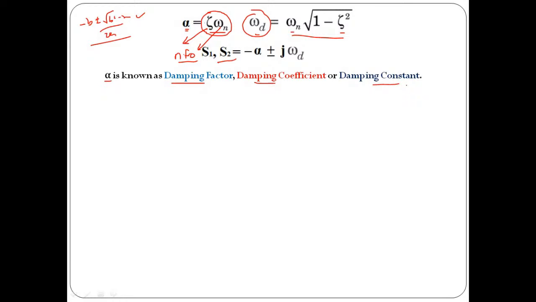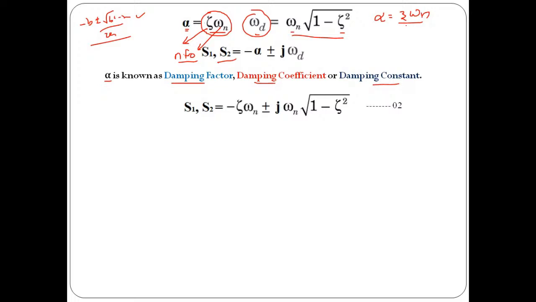So in GATE, it may be possible that you have a question like, what is the damping coefficient of the system, or what is the damping constant of this system? You need to calculate the value of alpha, which is simply the product of zeta and omega n. If you know the transfer function for a second order control system, compare that with the standard form, find the value of zeta, find the value of omega n, multiply them, and you will get the value of alpha. That's it. So these points you have to remember: what is alpha, what is zeta, what is omega n, and what is omega d.